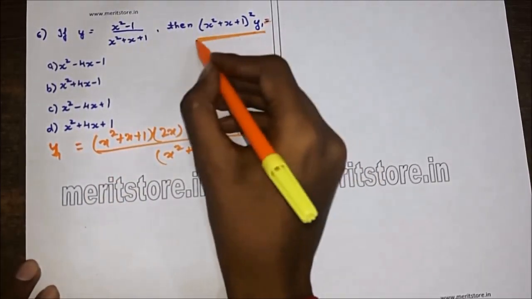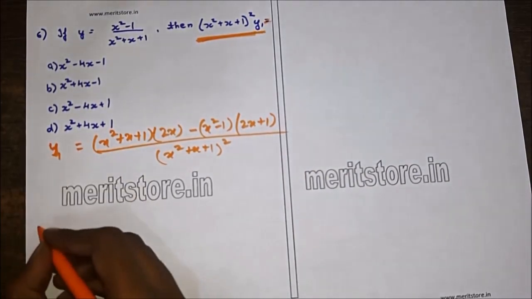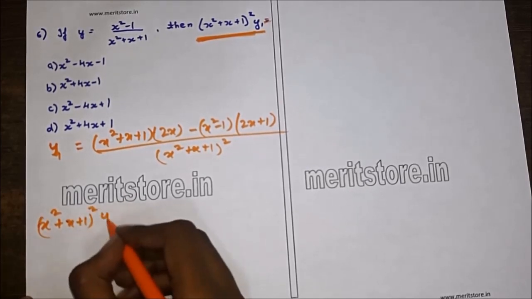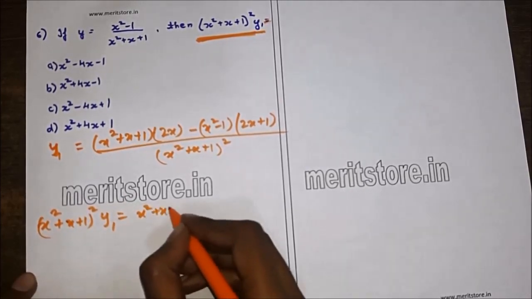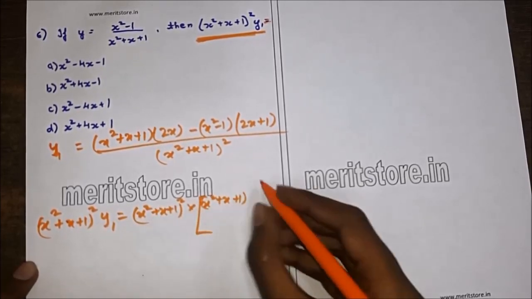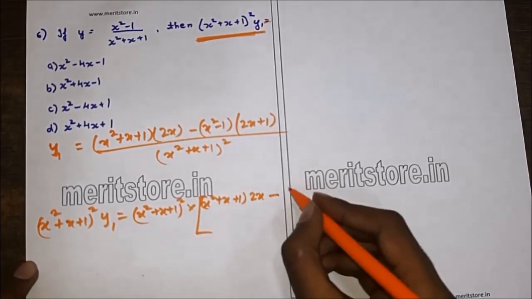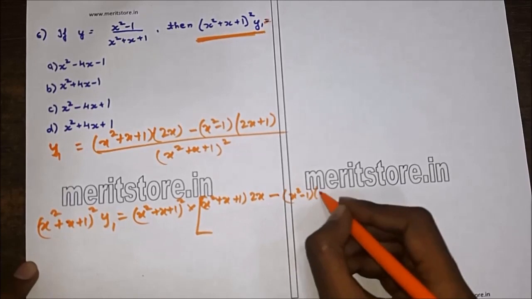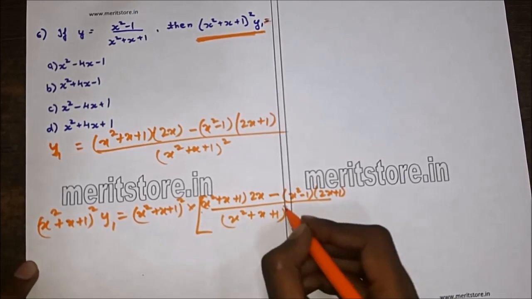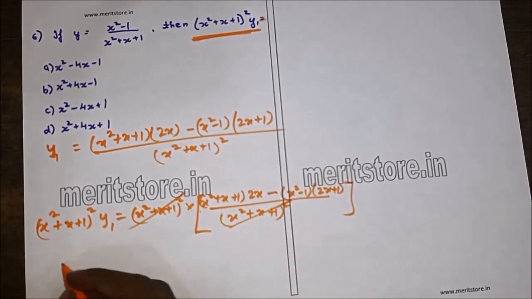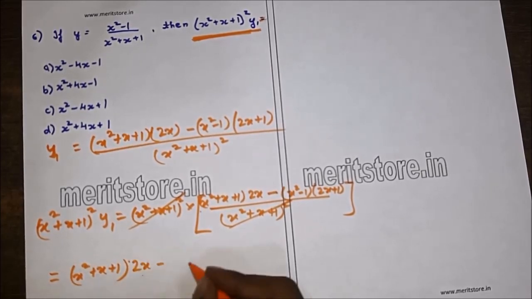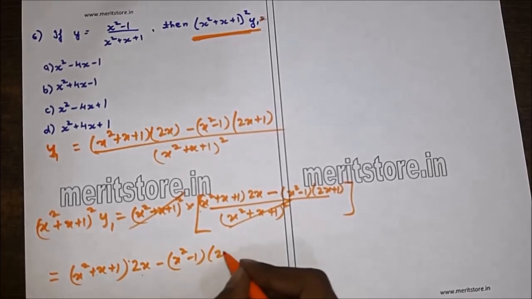So we have to find the value of this term. So we multiply it on both sides. So this is x square plus x plus 1 the whole square into y1 is equal to x square plus x plus 1 the whole square into x square plus x plus 1 into 2x minus x square minus 1 into 2x plus 1 upon x square plus x plus 1 the whole square. So this term gets cancelled. We are left with x square plus x plus 1 into 2x minus x square minus 1 into 2x plus 1.